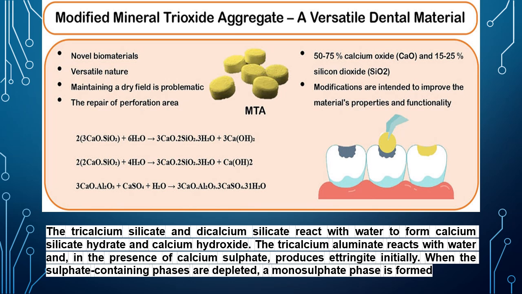Tricalcium silicate and dicalcium silicate react with water to form calcium silicate hydrate and calcium hydroxide. The tricalcium aluminate reacts with water, and in the presence of calcium sulfate produces ettringite initially. When the sulfate-containing phases are depleted, a monosulfate phase is formed.